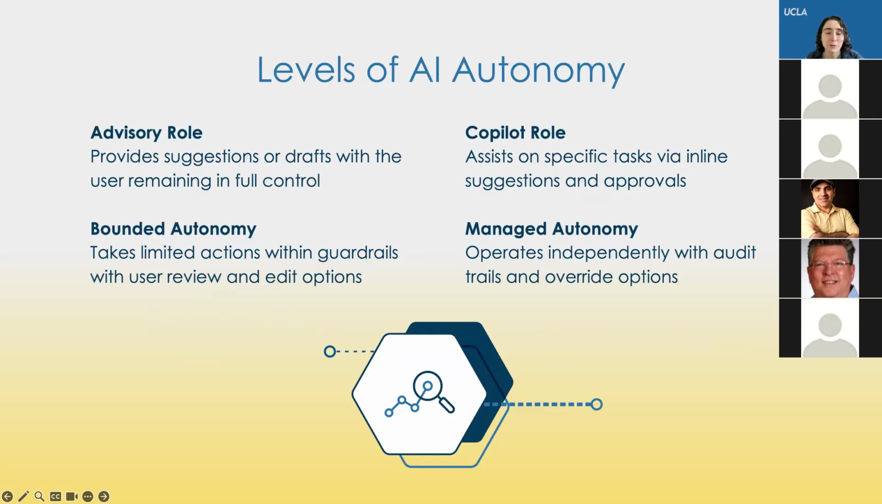Now, looking at the levels of AI autonomy, AI can serve as an advisory role. And this is when AI provides suggestions or drafts with the user remaining in full control. AI can serve in a co-pilot role. And this is when AI assists on specific tasks via inline suggestions. And then the user can either approve those suggestions or dismiss them. And then AI can serve as bounded autonomy. And this means that the AI is taking limited actions within preset guardrails. And then the user can review and edit any options.